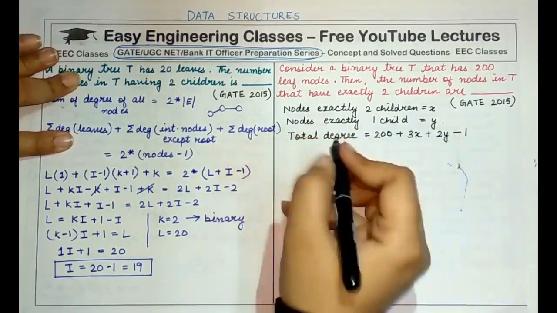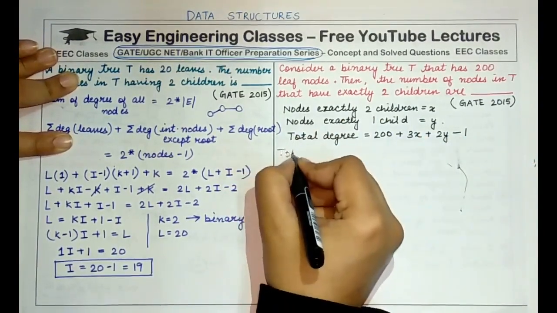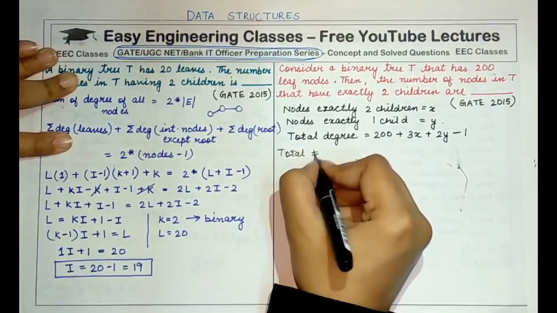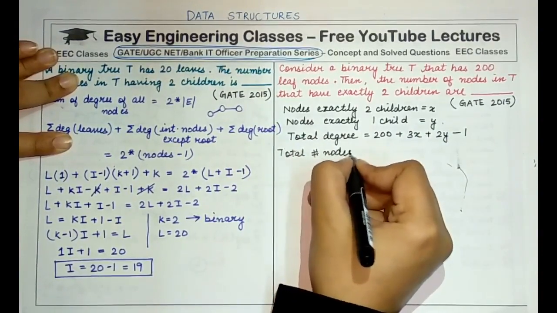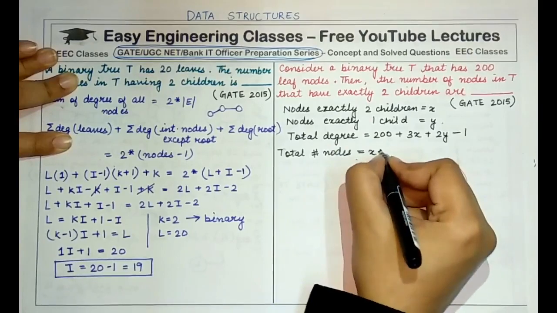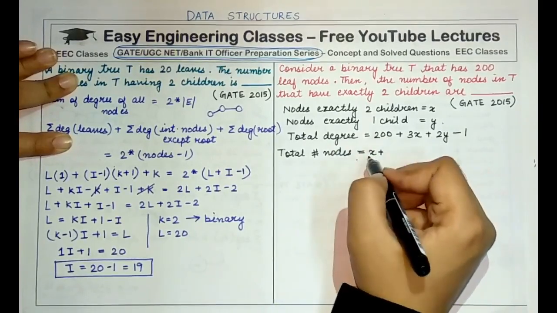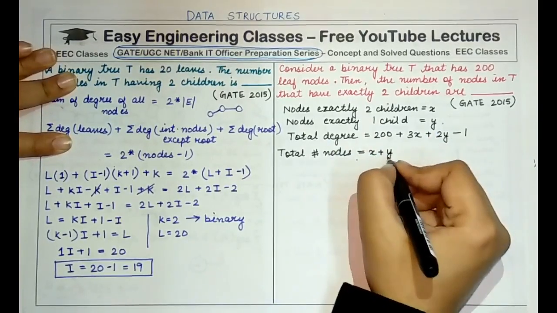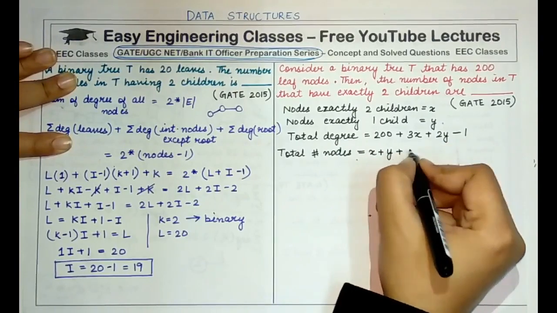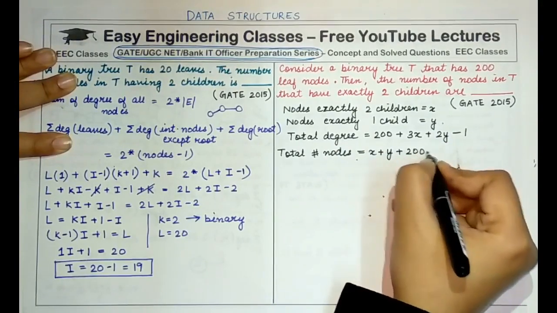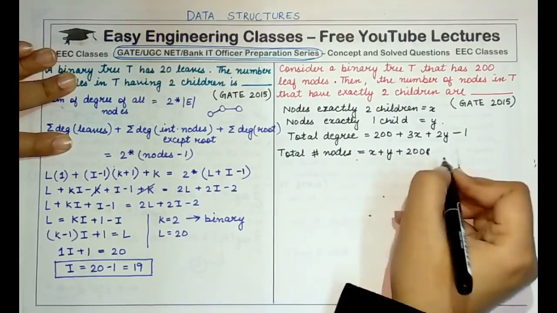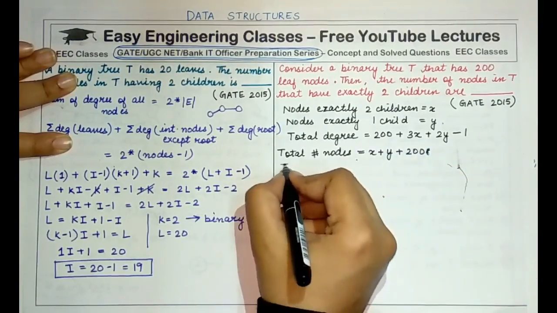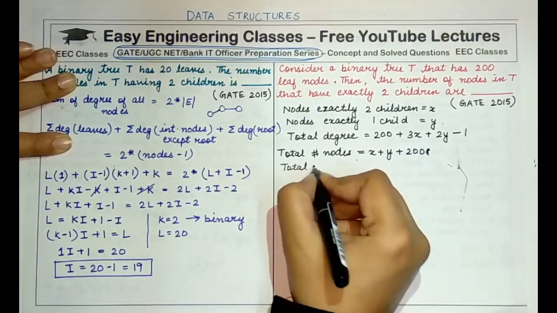Alright, so what would be the total number of nodes here? The total number of nodes would be x plus y plus the total number of leaves, that is, the number of nodes with 2 children plus the number of nodes with 1 child plus the number of nodes with no children.